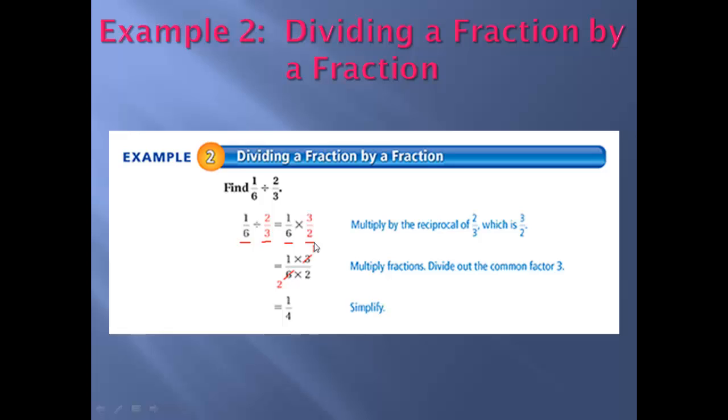In order to do this, I multiply 1 times 3 for the numerators, and I multiply 6 times 2 for the denominators. Now I can see if I can simplify. 3 and 6 can both be divided by 3. So 3 divided by 3 is 1, and 6 divided by 3 is 2. So now for the numerators I have 1 times 1, which is 1, and for the denominator I have 2 times 2, which is 4. So my answer would be 1/4.